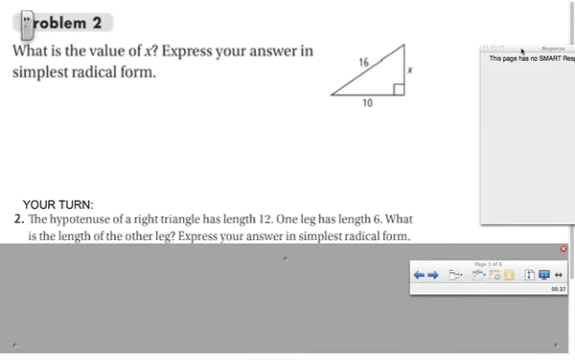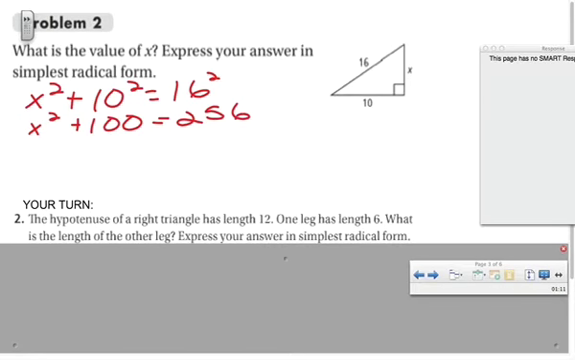In problem 2, we are being asked for the value of x. I would hope that you notice the difference here. Here we're being asked for the value of a leg. Someone else, please. What equation would I use in order to solve for x here? Zoe. Say that again, please. X squared plus 10 squared. Let's use the variable that they're using. Equals 16 squared. Absolutely. And then we're just simplifying. So x squared plus 100 equals 256.